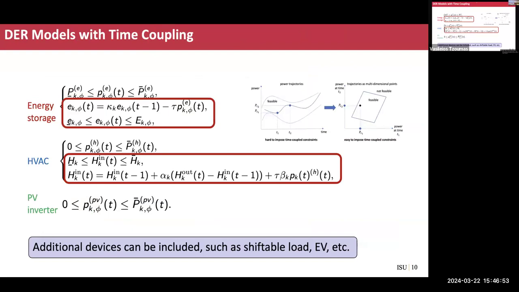We are dealing with three kinds of DERs in this study. We have energy storage, HVAC, and PV inverters. For both the energy storage and HVAC systems, they have time-coupling constraints. For energy storage, of course, we have the state of charge constraint. For HVAC, the temperature is also time coupled, and how much power we need is coupled through the previous time step in terms of the indoor temperature and ambient temperature.